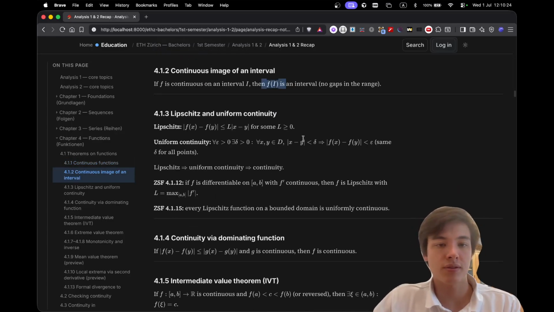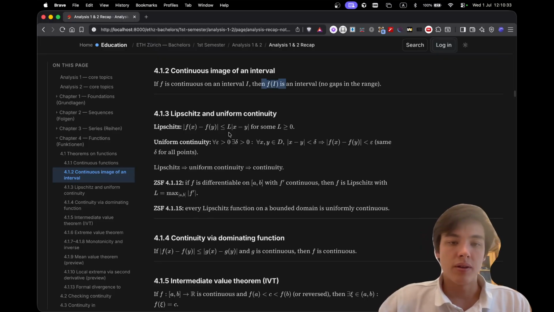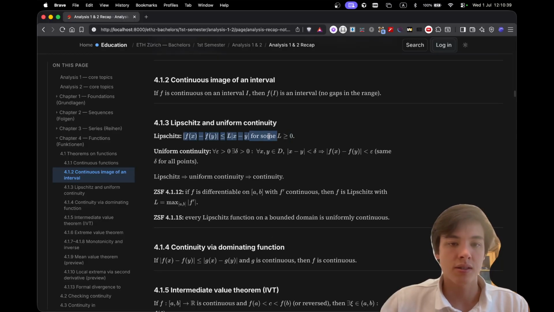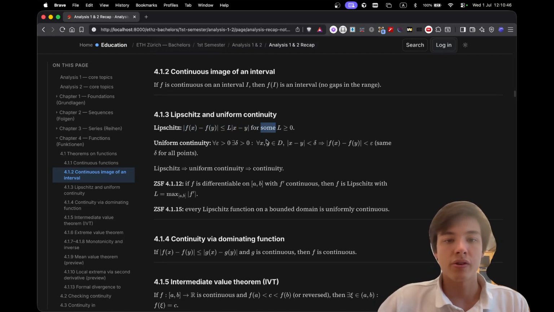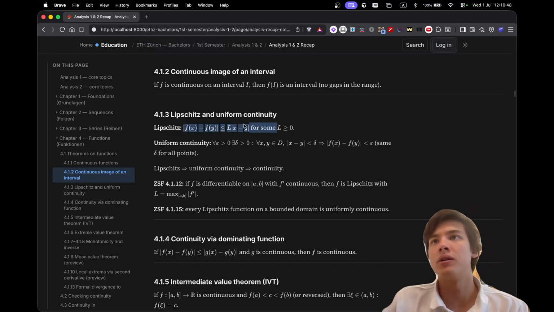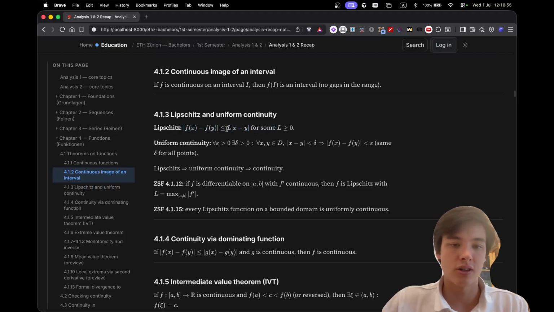Lipschitz and uniform continuity. So if |f(x) - f(y)| is smaller than a number L times |x - y|, then it's Lipschitz. So yeah, that would mean that the function never grows above a certain value, so its derivative is never larger than this L.